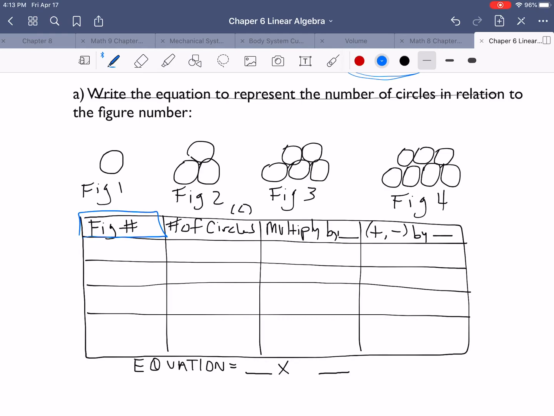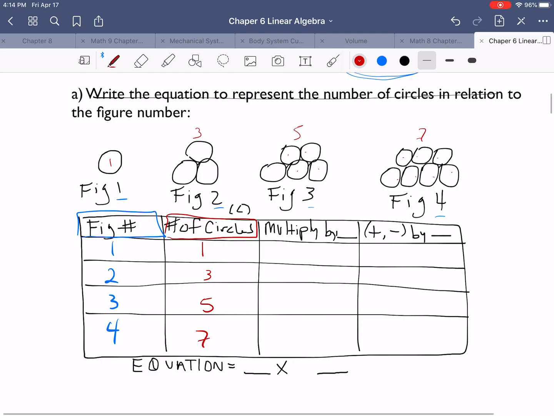So here we go. Figure 1, 2, 3, and 4. Great job. Easy peasy lemon squeezy. This part right here, number of circles, is easy too. You could pause it and count and write those in just so that you get the experience. There's 1 here. There's 3 in this one. There's 1, 2, 3, 4, 5 in this one. There's 1, 2, 3, 4, 5, 6, 7 in this one. Done. You're done half of the chart.